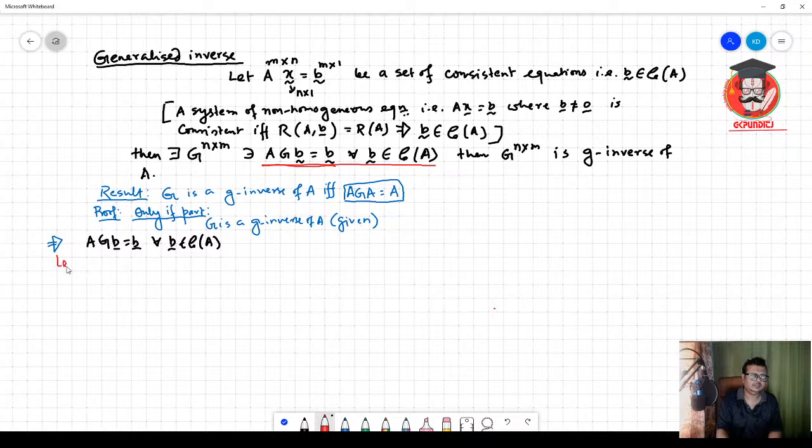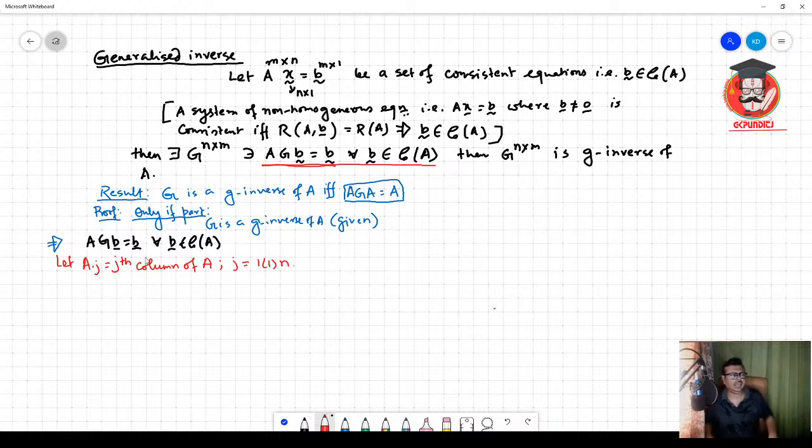Let A dot j be the jth column of A, where the number of columns of A is n, so j runs from 1 to n. Then since b tilde is any vector, mind it, please listen carefully, b tilde is a vector belonging to the column space of A.